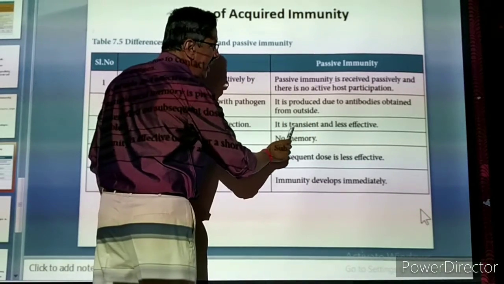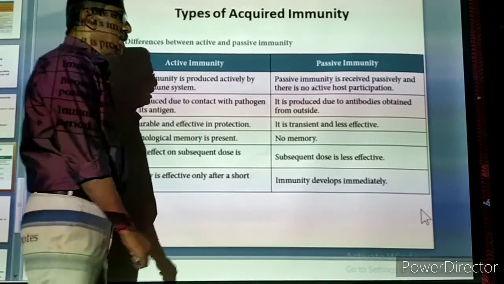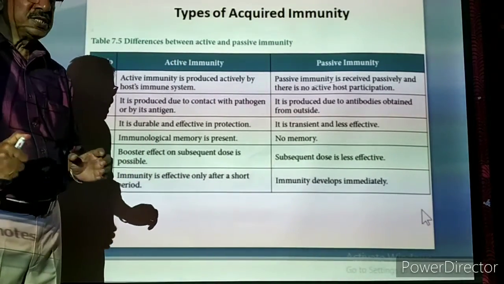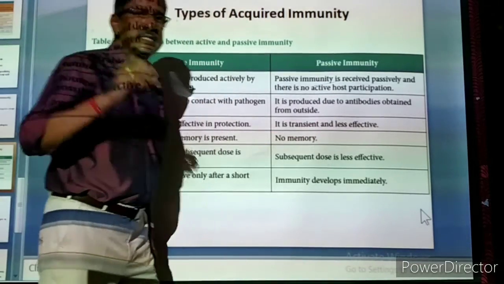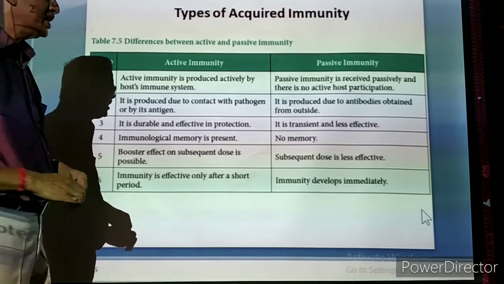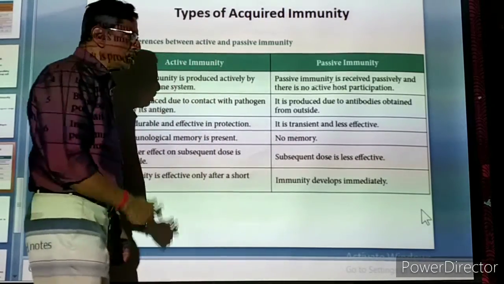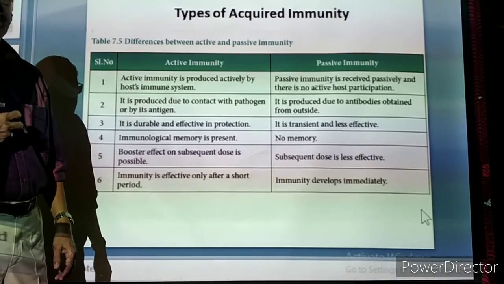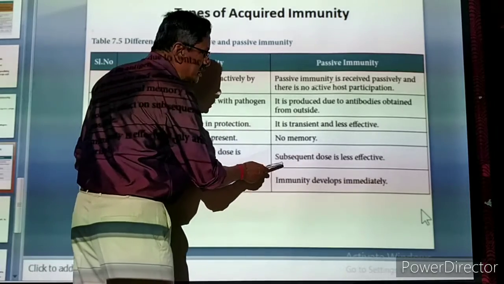It is transient and less effective. Transient means it acts immediately, but less effective means that the effect will be there only for a short period of time, maybe 1 day or 2 days. That is called less effective. No memory, because the medicine is not going to stay in our body. It is going to be eliminated from the body. So there is no memory at all.